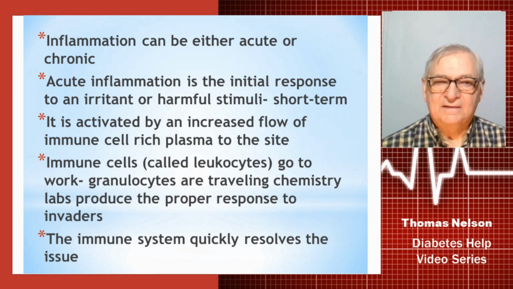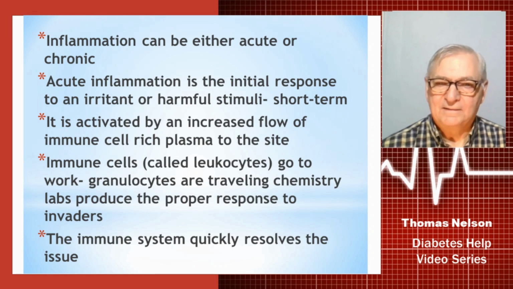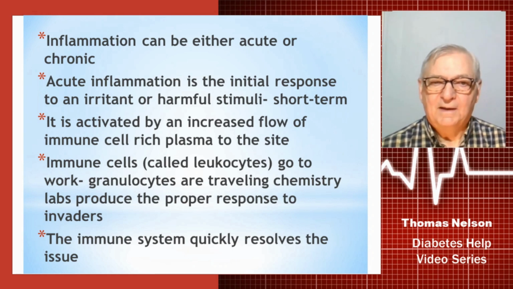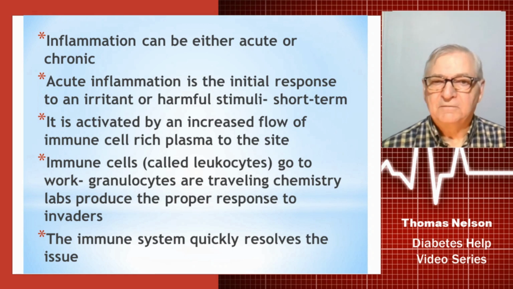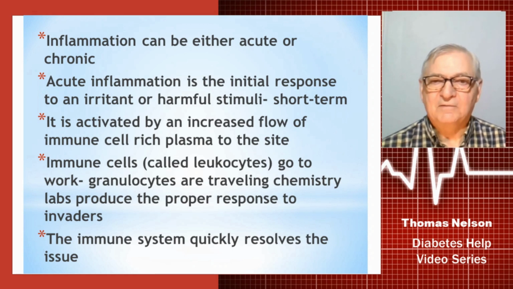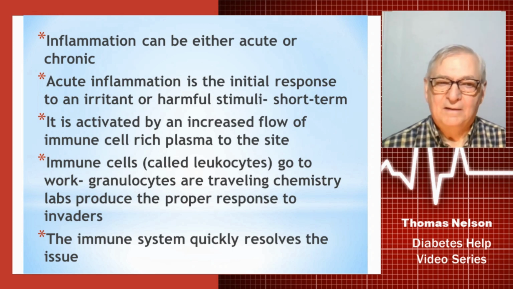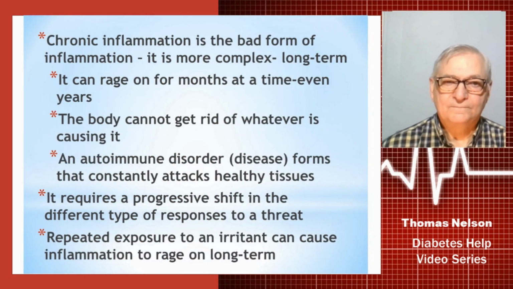The immune cells, like leukocytes, those white blood cells, there are 5 different types of leukocytes. They're going to go to work. And one of those leukocytes is called granulocytes, and they are amazing. They're little traveling chemistry labs. They're going to travel to the place where this irritant or injury has occurred, and they're going to evaluate it, and they're going to go into their little chemistry lab and produce a concoction of sorts to destroy it, to get rid of it. And so that's how it's done. The immune system very quickly resolves the issue, and it's done and gone and forgotten.